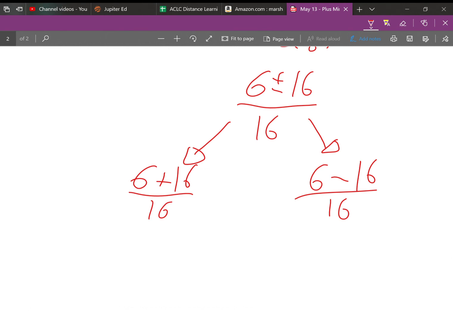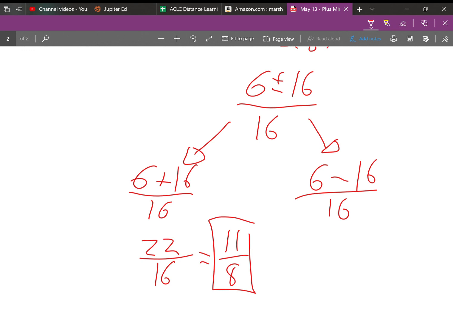Now 6 plus 16 is 22, 22 over 16. And I can divide the top and bottom there by 2. 22 divided by 2 is 11, 16 divided by 2 is 8. And that would be one of our answers.